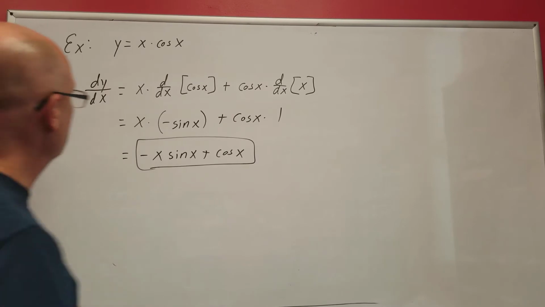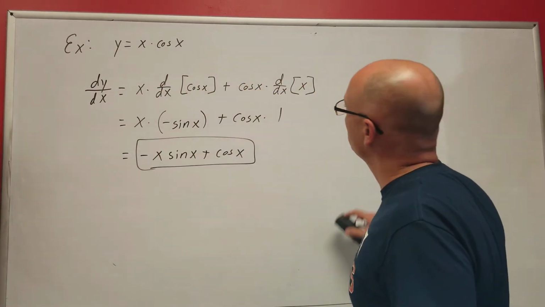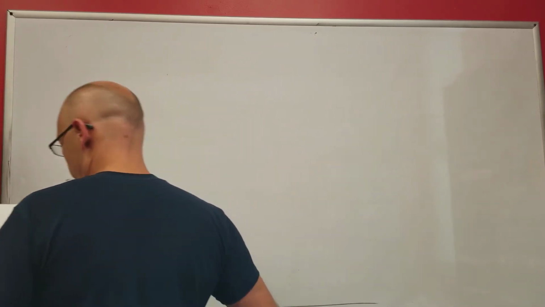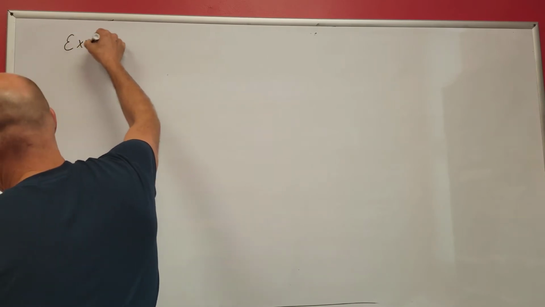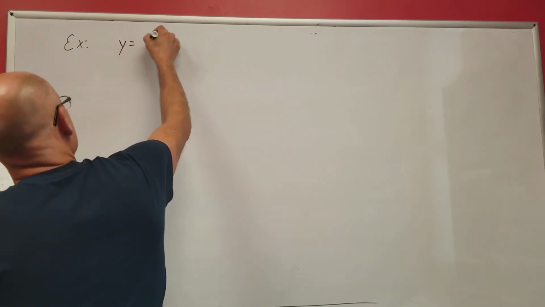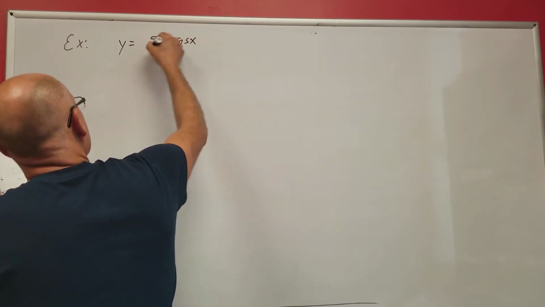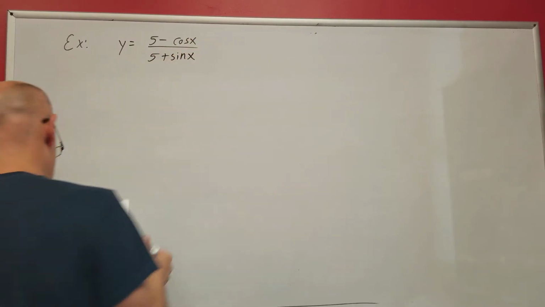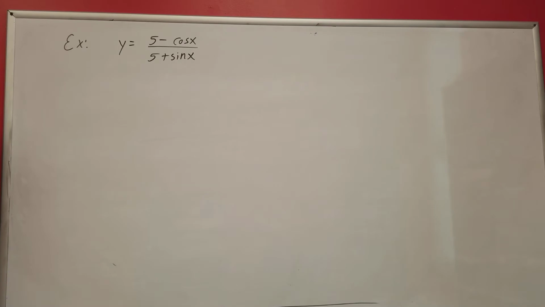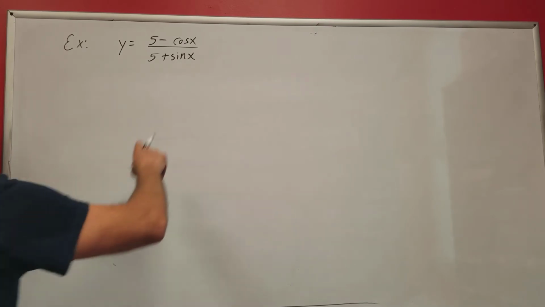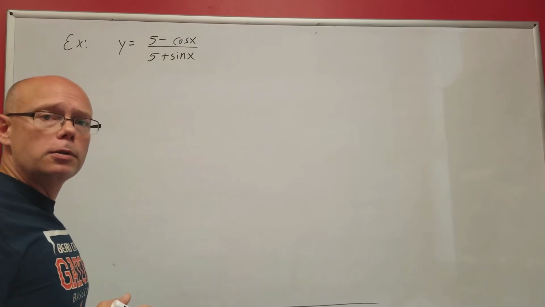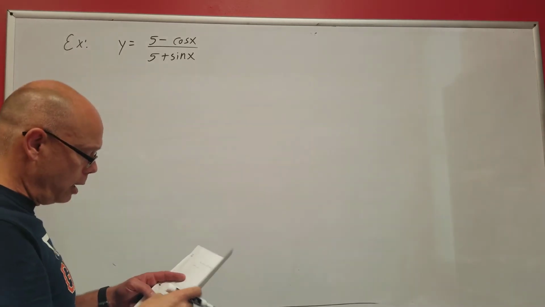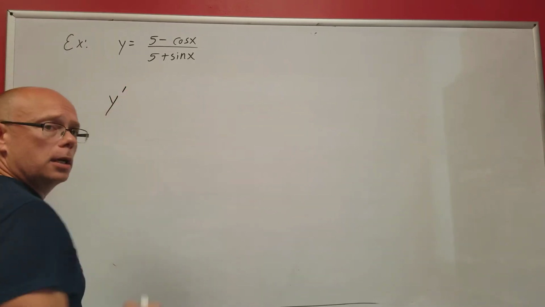Let's look at our second example. Find y prime if y is equal to 5 minus cosine of x over 5 plus sine of x. If I'm going to take the derivative of this, which rule will I use? The quotient rule. So let's see. What did they say? Find y prime? Yeah. So I'm going to call this y prime this time.